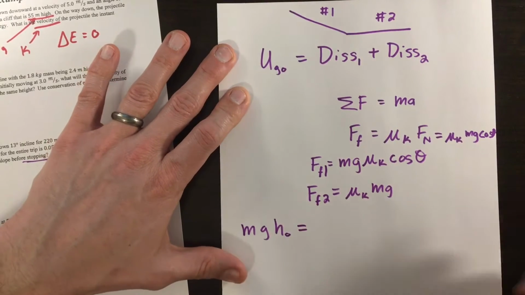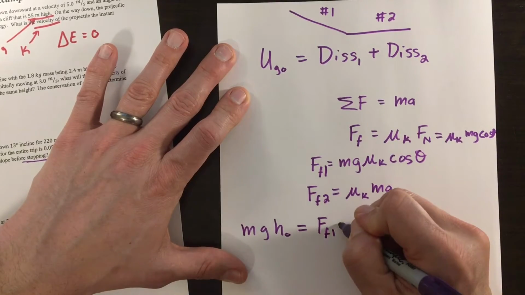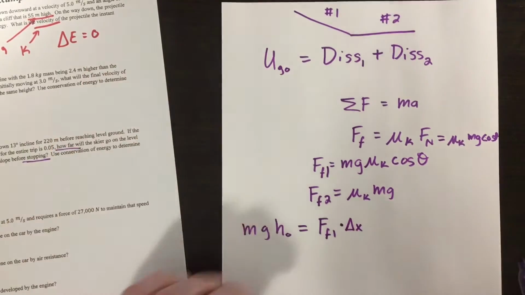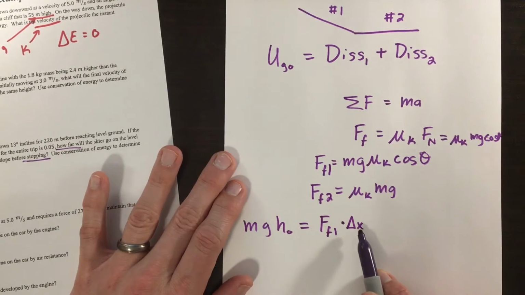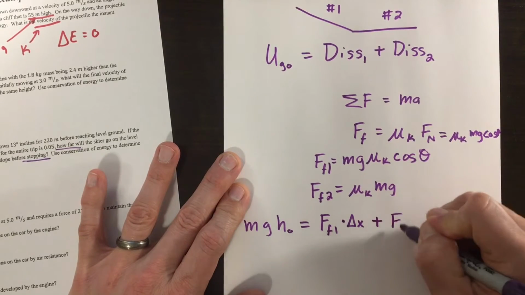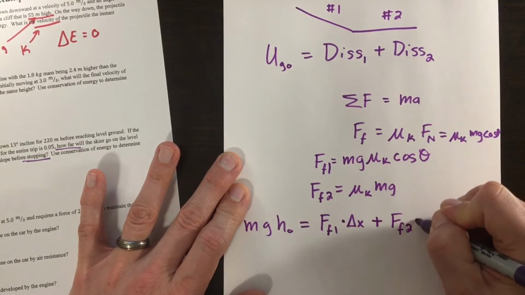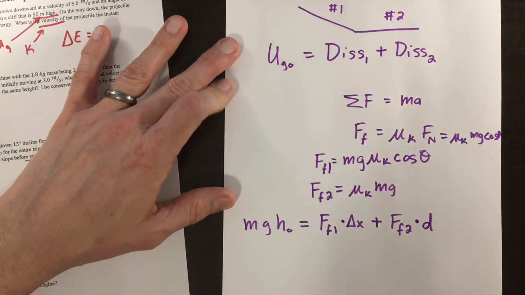That's going to be equal to the force of friction 1 times the distance, which is given to us. It says it goes down a 13-degree incline at 220 meters, and then it reaches the level ground. So we've got force of friction 2, and I'm just going to call this D. D is what we're looking for, the distance that it travels on that horizontal surface.